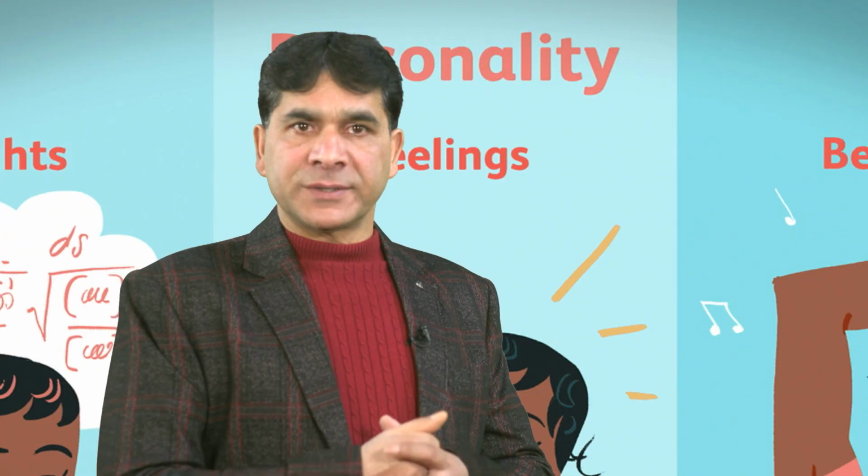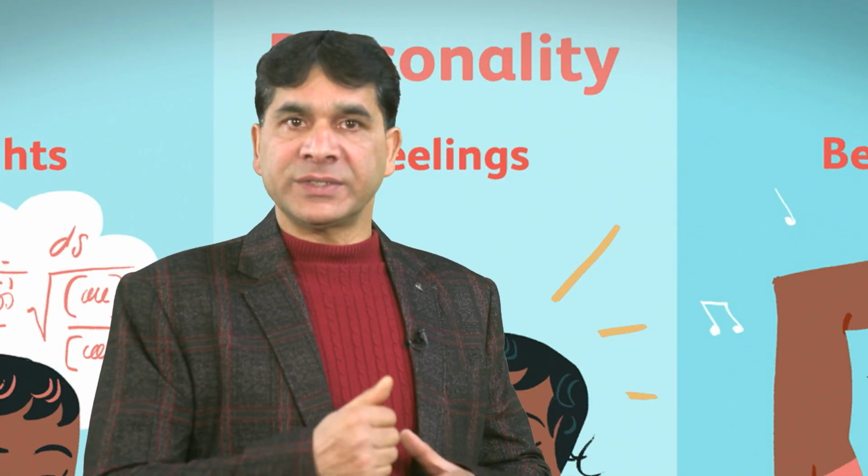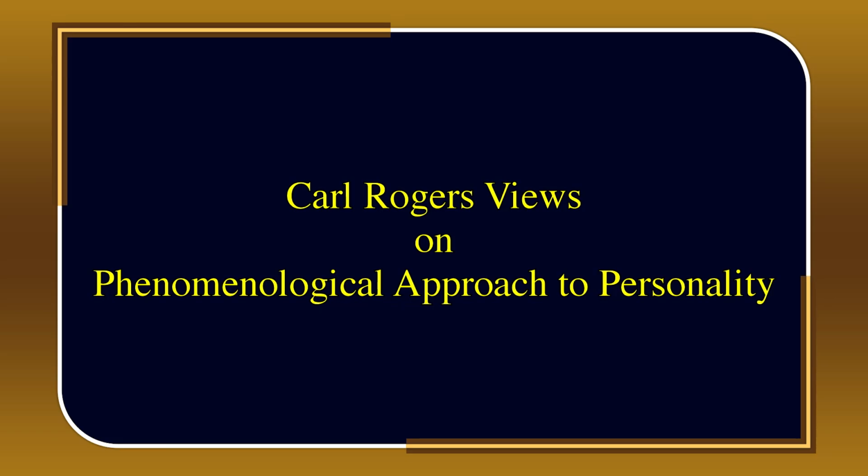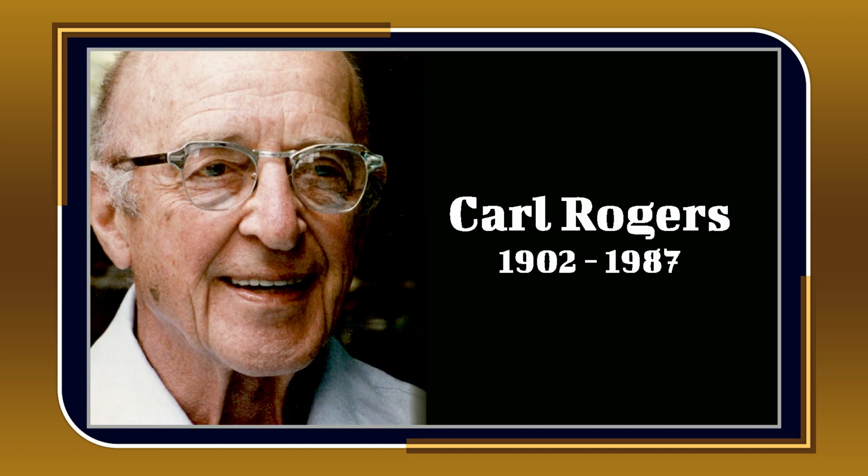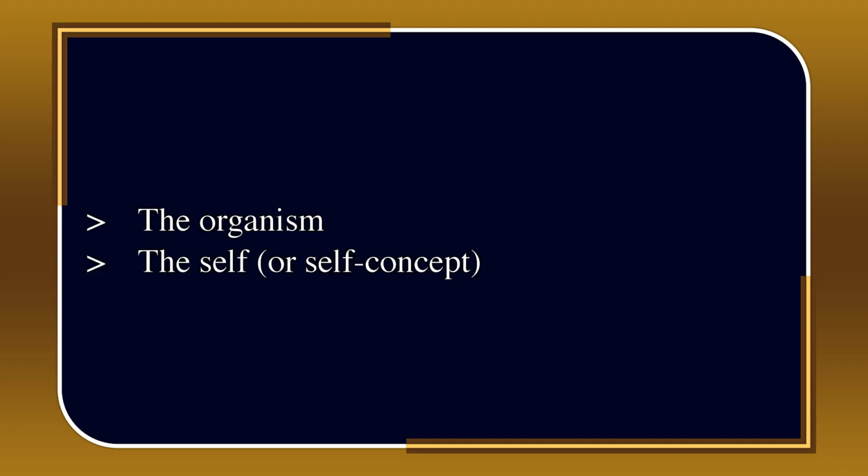Dear students, now let us understand the views of the American psychologist Carl Rogers about the phenomenological approach to personality. Students, Carl Rogers is regarded as another pioneer of the phenomenological approach who proposed two systems, the organism and the self, or you may call it self concept.